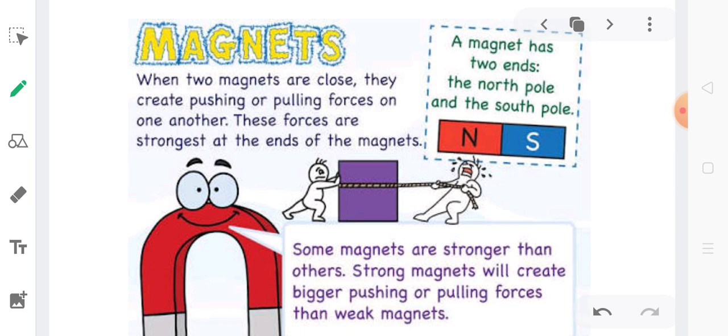Now, how we reach this nomenclature, why these ends are named North Pole and South Pole, will be discussed shortly. But for the time being, we can understand that there are two specific positions in a magnet where we find its strength to be maximum, and these positions are called the poles of the magnet.